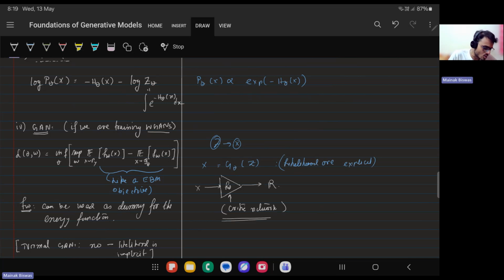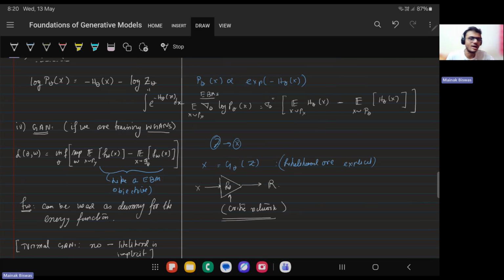Right? So we showed last day that the gradient with respect to theta in EBMs of the expected value over X in Px of h theta of X, minus the expected value of x in q theta, or x in whatever distribution that you want, p theta of x, of h theta of x. So this is exactly the same formulation that you have of the EBMs.